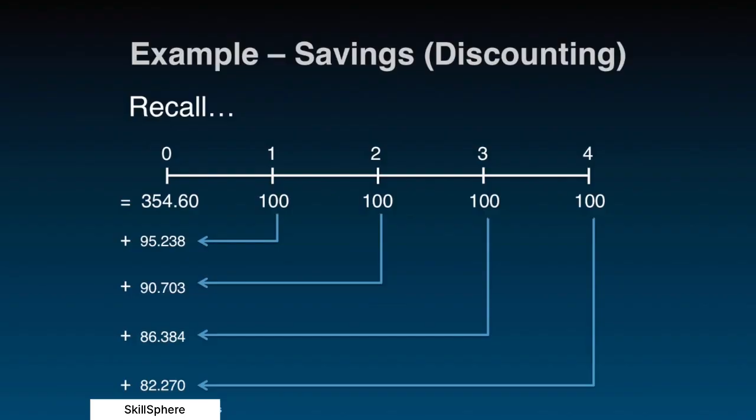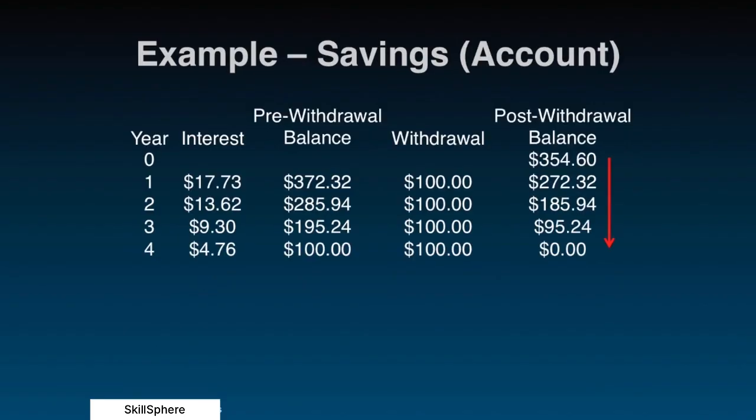Okay. Then when we thought about what was going on in the bank account, recall, we would insert $354.60 into the account. It would then earn interest at 5%. We'd add that to the previous balance. Then we'd pull out some money, and that would reduce our balance. And we would continue that for 4 years. At the end of the 4 years, we would be left with nothing.